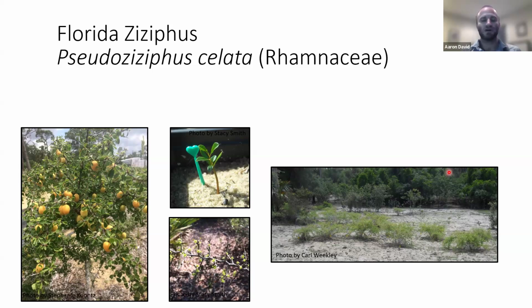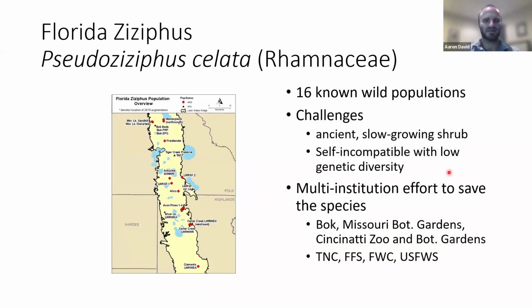But at the time that it was described in the 80s, it was thought to be extinct. Once it was described, it was actually discovered in the wild, and then it was discovered again several more times. To date, 17 populations have been discovered, of which 13 of them are still persisting. But there are a lot of challenges to this species.